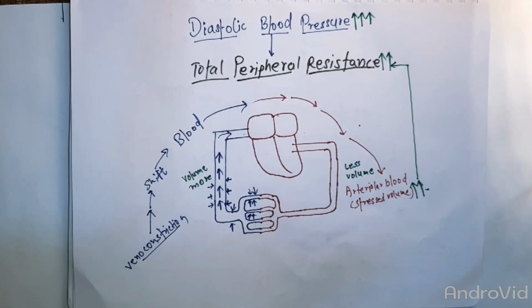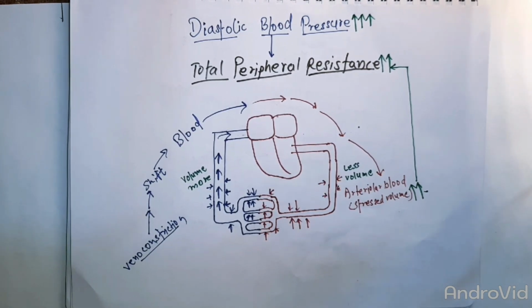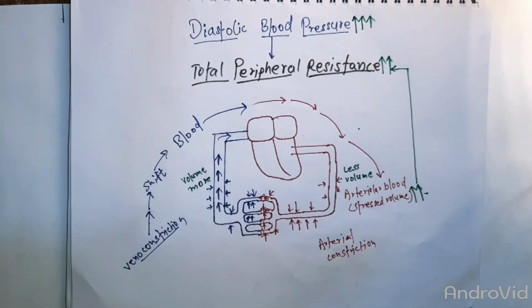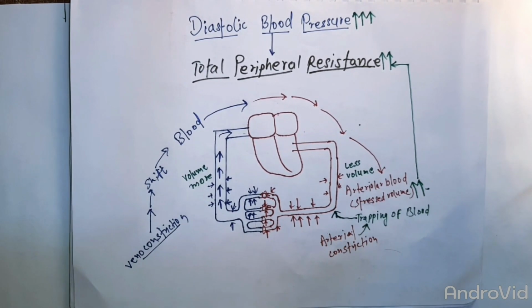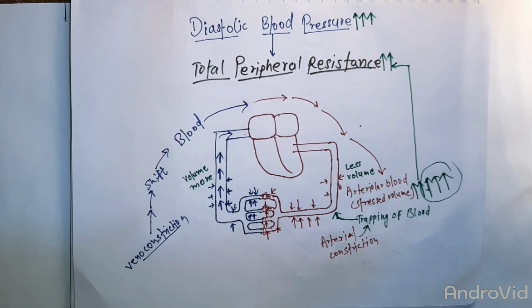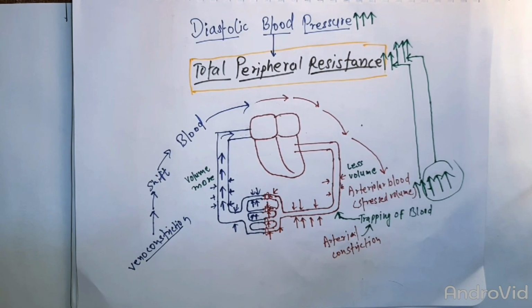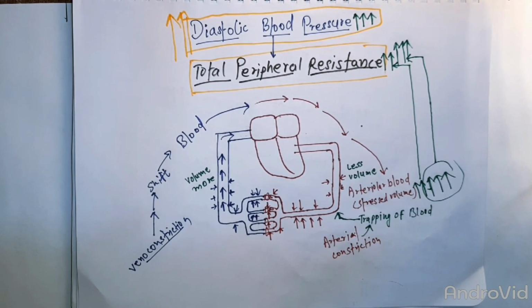And then let's suppose we give a drug that constricts the arteriolar system. Then what will happen? It will be difficult for the blood to move from arterioles to venules. That is, arteriolar constriction will lead to trapping of blood in the arterial system. Then it will lead to an increase in the stressed volume present in the arteriolar blood, which will lead to an increase in the total peripheral resistance. So the diastolic blood pressure will be increased again. So now it's clear that constriction of both veins and arterioles will lead to an increase in the total peripheral resistance, so the diastolic blood pressure.